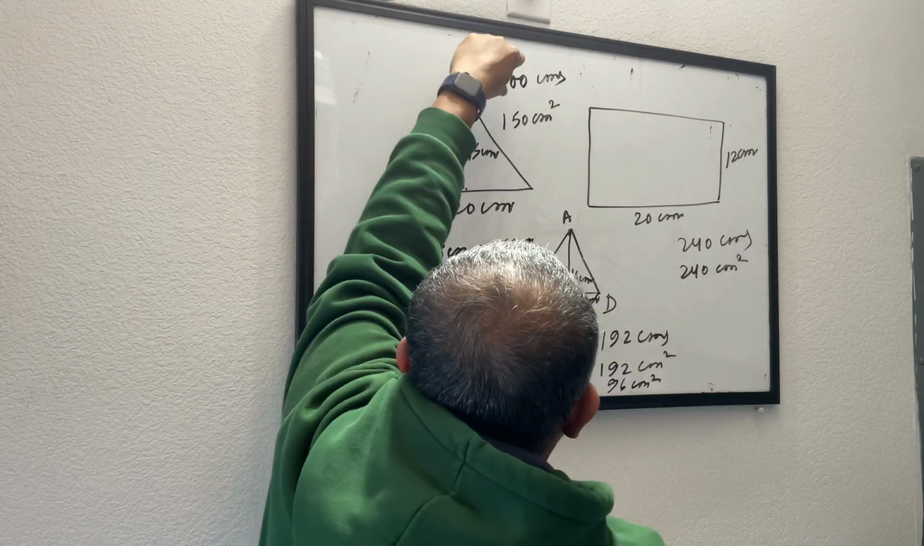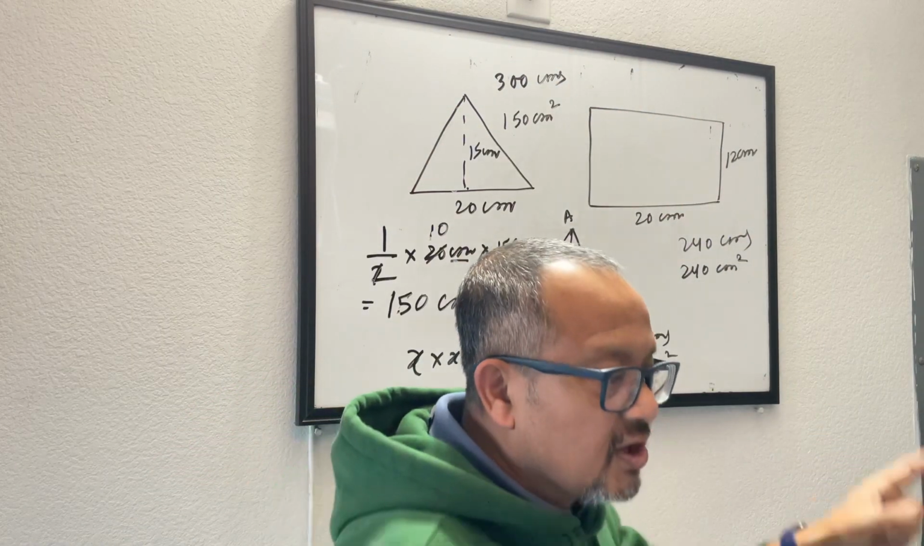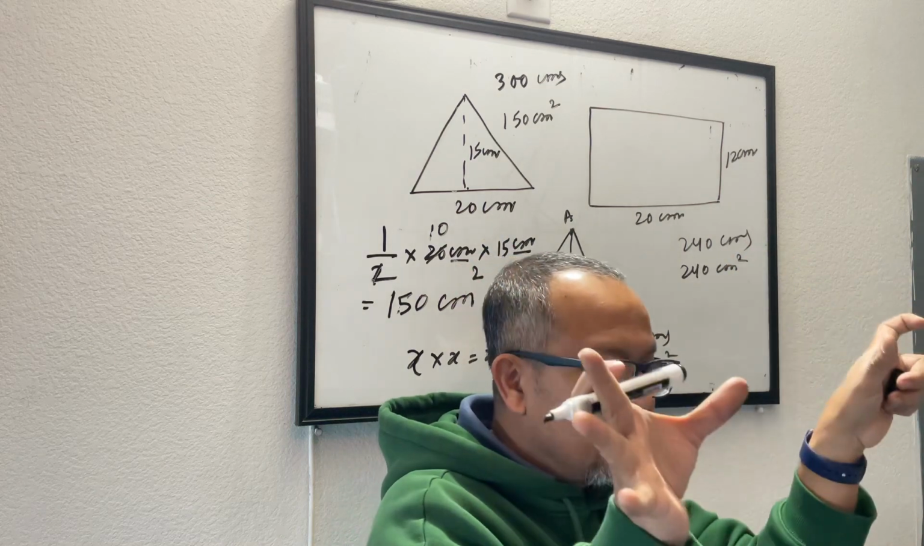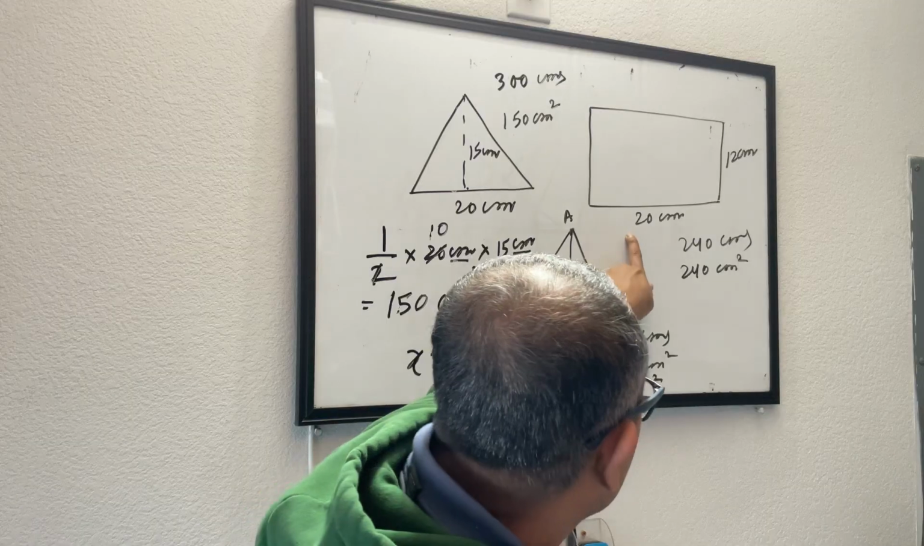Don't forget. I got some answers in centimeters. Area will never be in centimeter. You are multiplying 2 dimensions, every one with a unit, so the result is a square. No question about it. Same thing here.